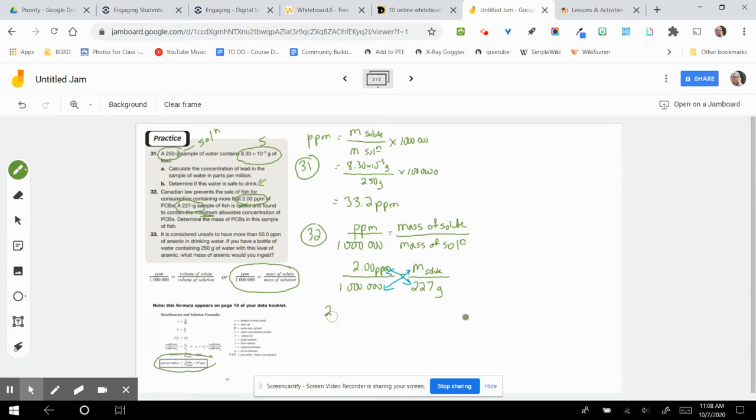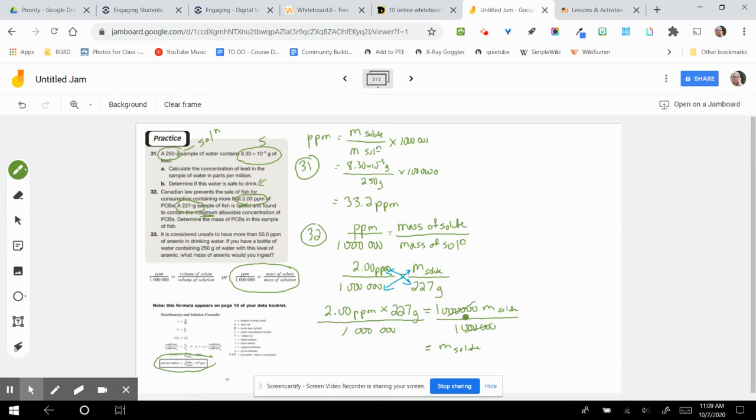So we're going to go 2.00 parts per million times 227 grams, and that is going to equal 1,000,000 times the mass of solute. To get our million away from our mass of solute, we want to isolate our mass of solute. We're going to divide by 1,000,000, right? 1,000,000 divided by 1,000,000 is just 1, and then whatever we do to one side, we better do to the other side. There we go. So our mass of the solute is equal to this big number.